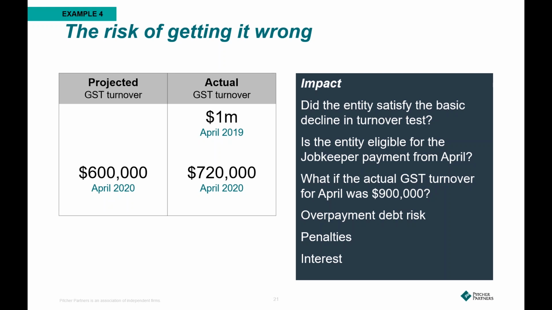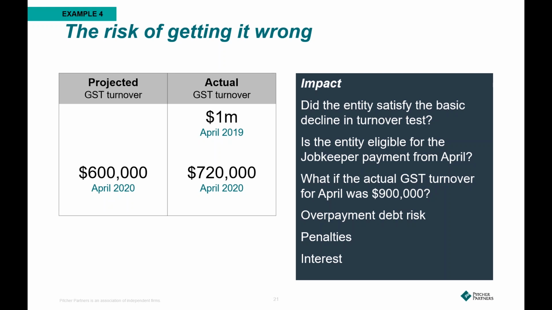So even if it turns out that the actual turnover for the month of April is higher than the estimated turnover under the projected GST turnover calculation, that should technically not affect that entity's ability to access the JobKeeper payments from the month of April in respect of each eligible fortnight. But what happens, for example, if the actual turnover turns out to be $900,000 instead of $600,000? Once again, technically the answer is the same as long as it did the calculation in the right way in terms of its projected GST turnover.